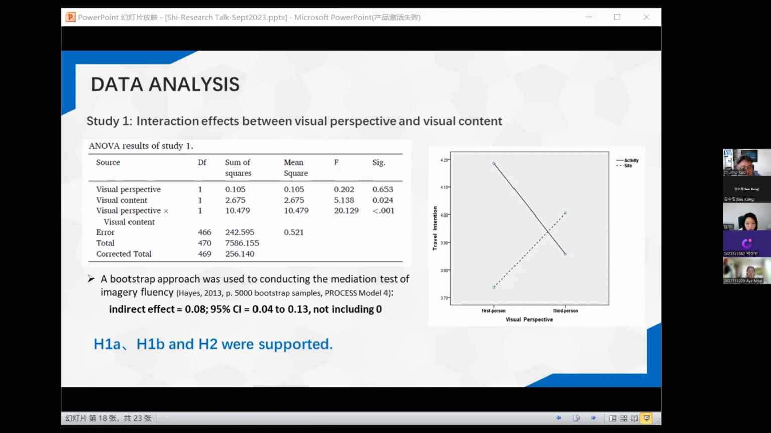We also used the bootstrap analysis to test the mediation effect of the imagery fluency, and the result is also significant. So in this case, our first two hypotheses were supported.